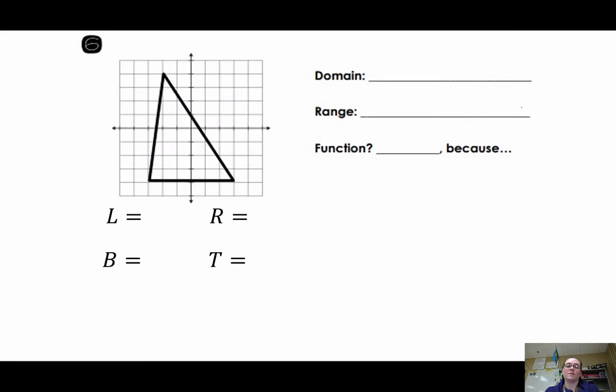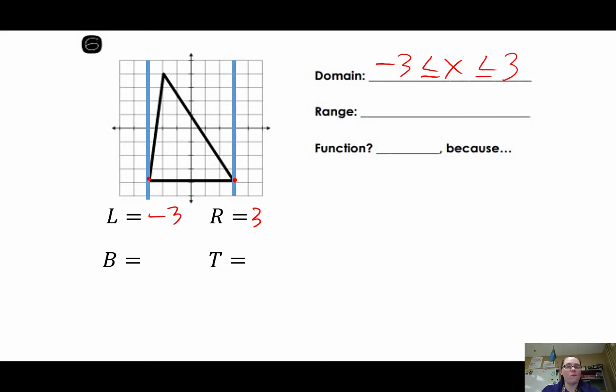All right, so now I have a triangle. So again, look how far left. What's the furthest left point I've got? Which is right here. So what is that value? Okay, -3. Now how far right? What's my furthest right? So +3. So my domain is between -3, less than or equal to x, less than or equal to 3.